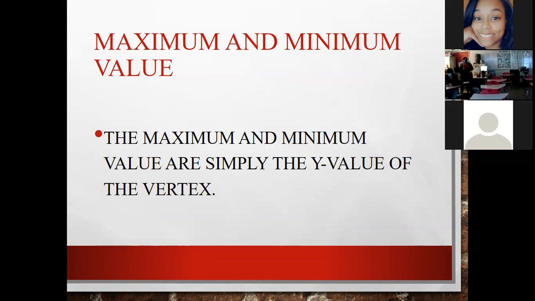Maximum and minimum value. When it asks you for the maximum and minimum value, keyword is value. Okay? It's just simply asking for the y value of the vertex. That's all it is. If it's asking you for the minimum value, it's simply the y value of the vertex, aka your k. Okay? There's no calculating there as long as you have the vertex. Does that make sense? Questions, comments, concerns? All right, cool. Let's keep it going.